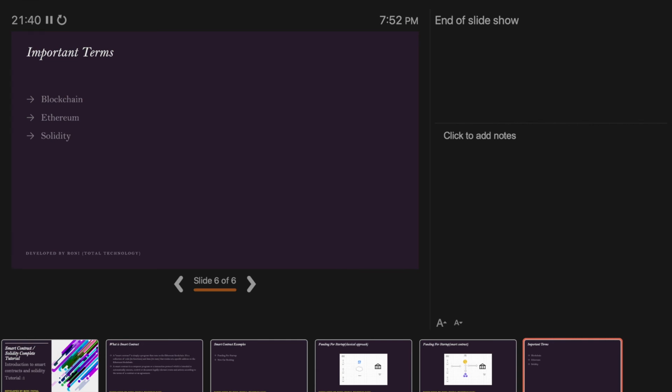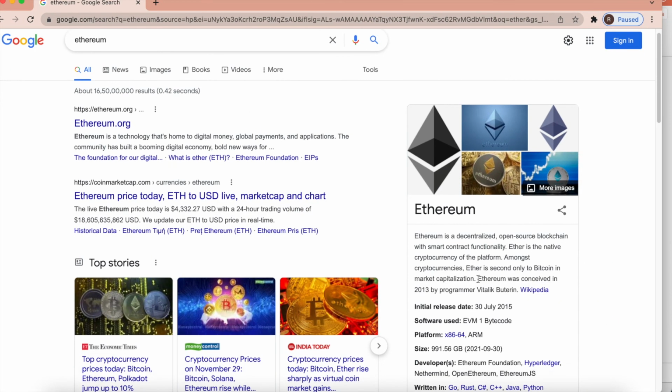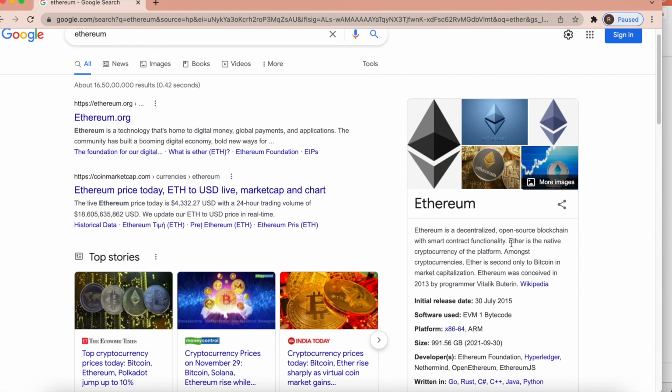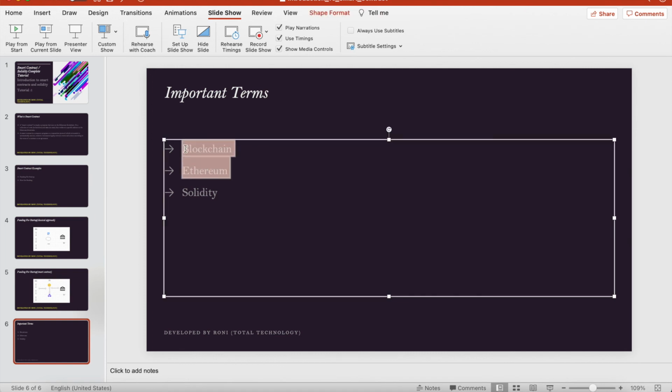Okay, so the next thing is Ethereum. What is Ethereum? As per Wikipedia, Ethereum is a decentralized open source blockchain with smart contract facility. Ether is its native cryptocurrency, and among cryptocurrencies, Ether is the second largest. So Ethereum is a decentralized open source blockchain, and a blockchain is a distributed ledger. Ethereum is a type of blockchain which gives the facility to execute, deploy, and work with smart contracts.